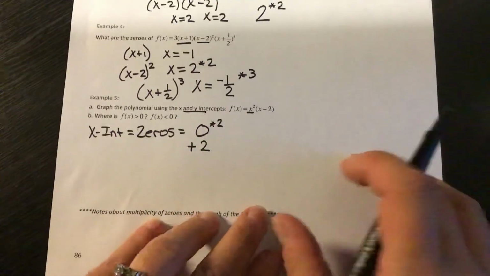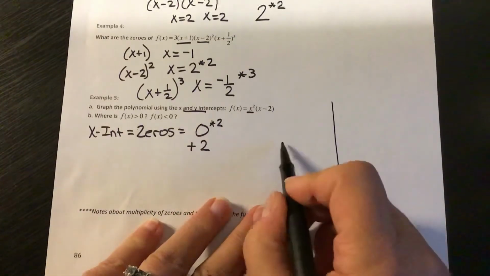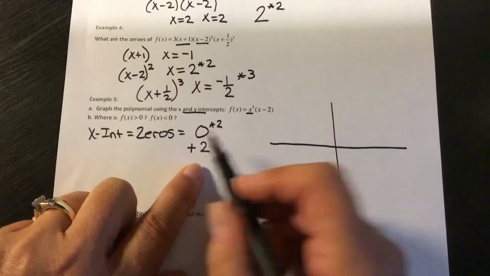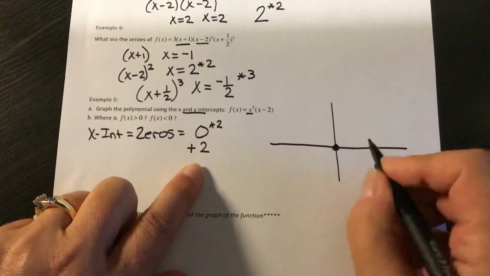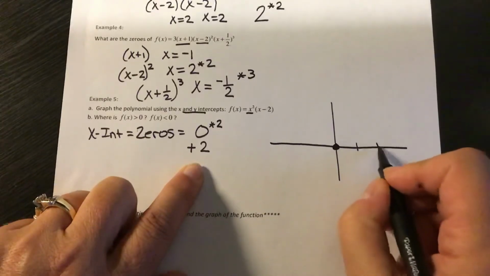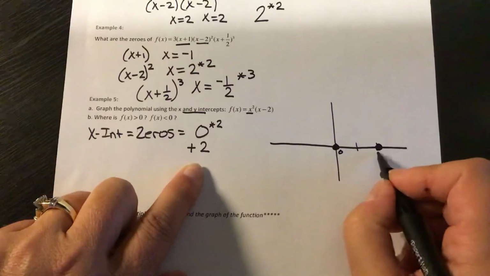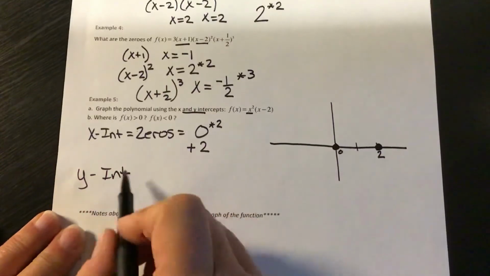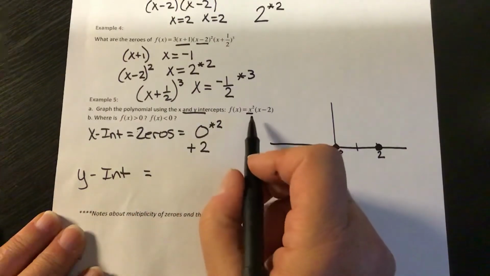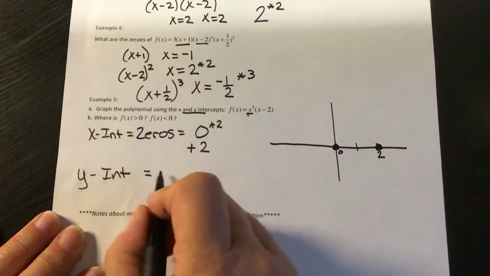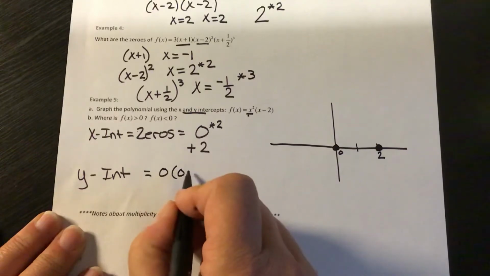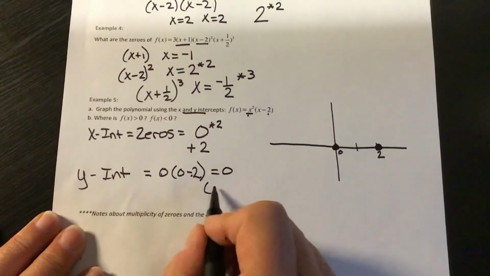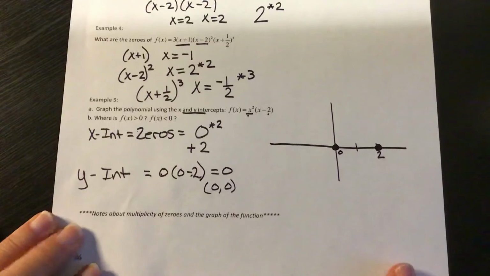So if I were to graph this, I know I'm going to have an x-intercept at 0 and at positive 2. Okay, this is 0, this is 2. If I find my y-intercept, my y-intercept happens when x is 0. So if I plug in 0 for x squared, I'm going to get 0, and then 0 minus 2 here. So 0 times anything is just going to be 0, so 0, 0 is my y-intercept.